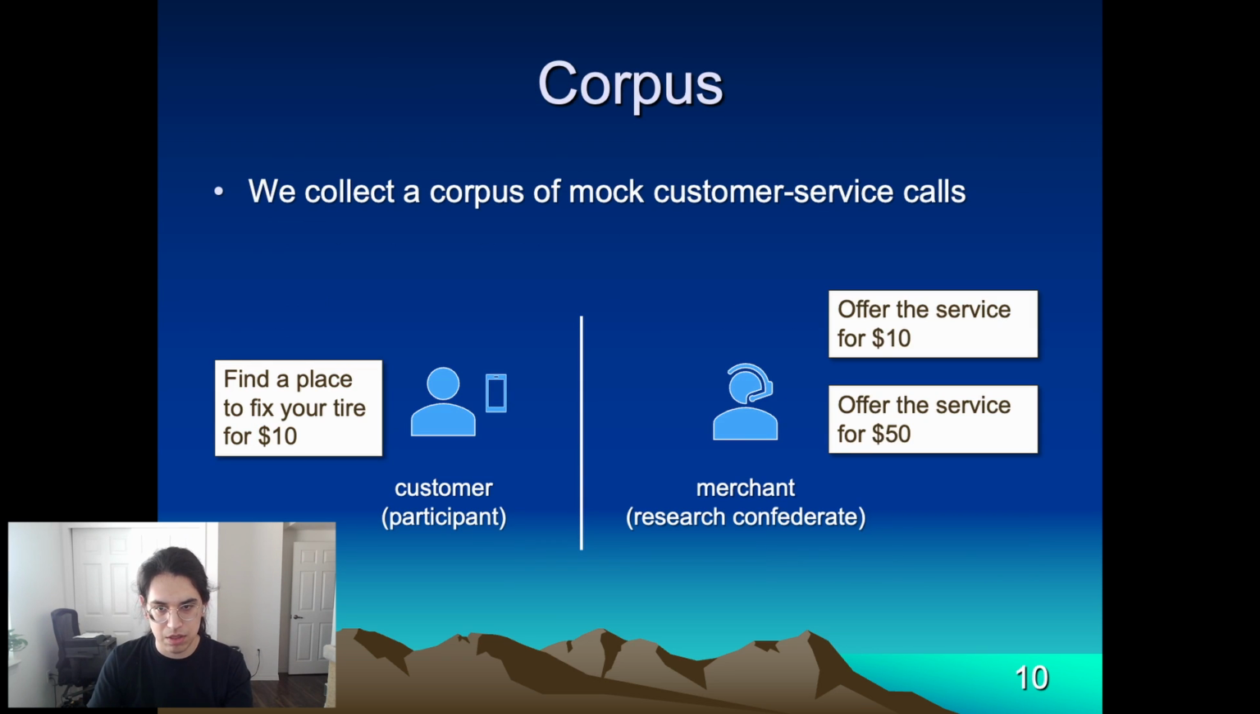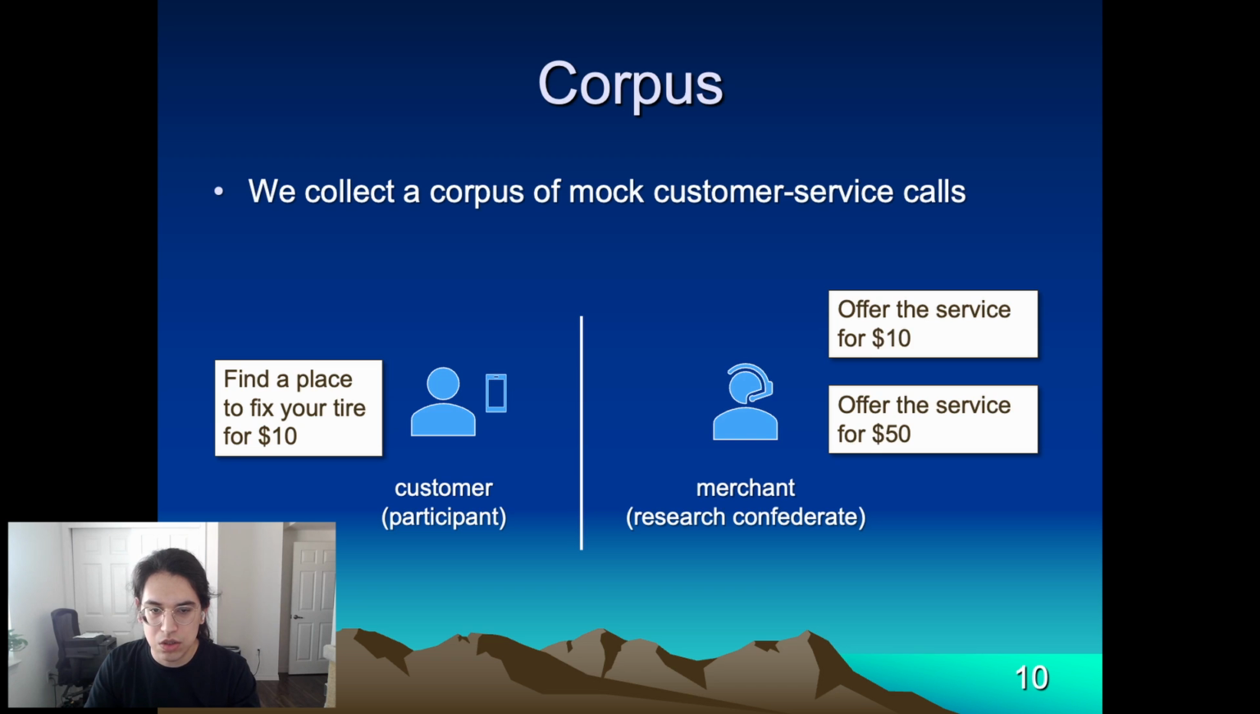Google provided the funding, but not the data. And also, there wasn't a corpus like this publicly available. So we went out to collect our own. We did this through crowdsourcing so that we can get a wide sampling of customers. The customers are being played by participants, and the merchants are being played by research confederates. And both of these parties are given instructions.